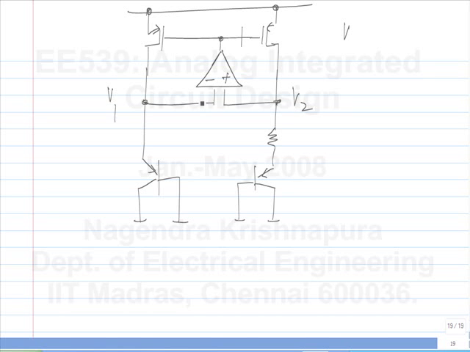So when V2 minus V1 is negative, this tends to move down. Right? So this circuit will bias itself at what current? When the bias is stabilized, it can be VT ln N by R.